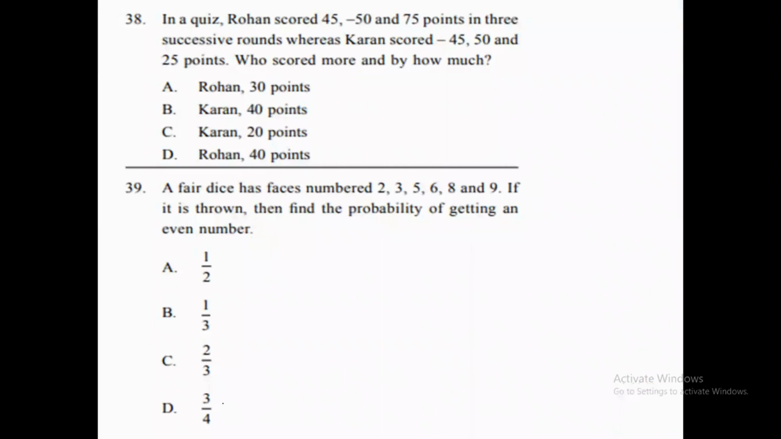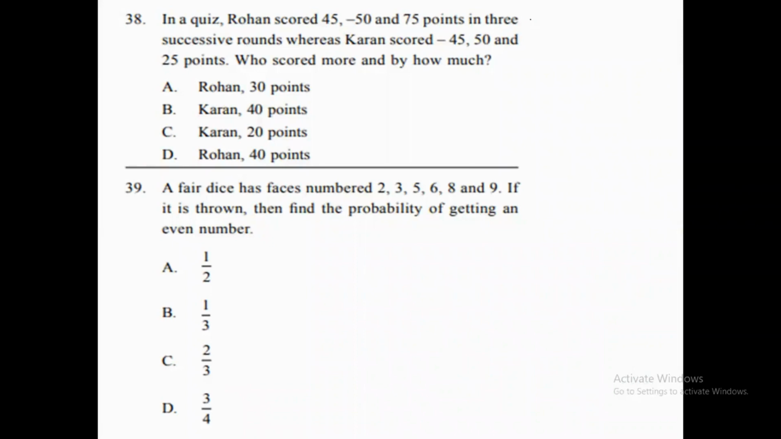Now, the next question is saying that in a quiz, Rohan scored 45, then he scored minus 50, and after that he scored 75 points in the 3 successive rounds. Now, Karan scored minus 45, then 50, and then 25. So now what we need to find here is who scored more and by how much.